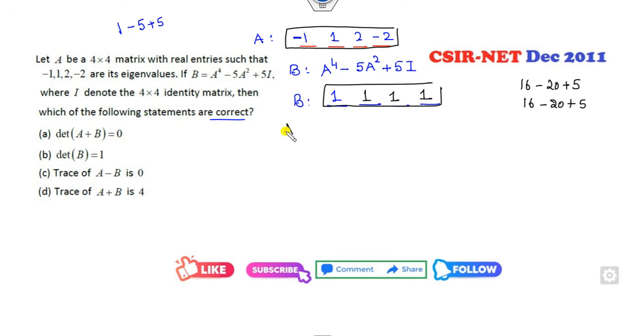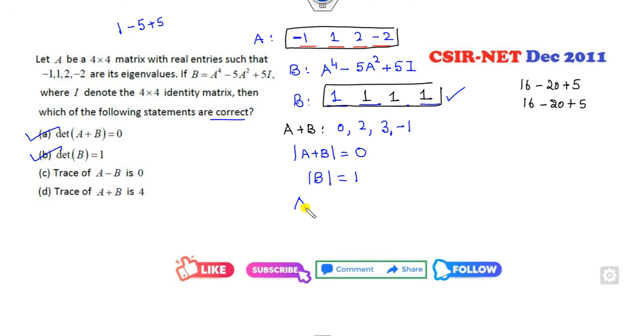Then the determinant of A plus B: what are the eigenvalues of A plus B? 0, 2, 3, -1. What is the determinant of this? The determinant of the matrix is the product of the eigenvalues. So which of the following statements is correct? Yes, fine. Determinant of B, the product of the eigenvalues of B, again 1, correct option.